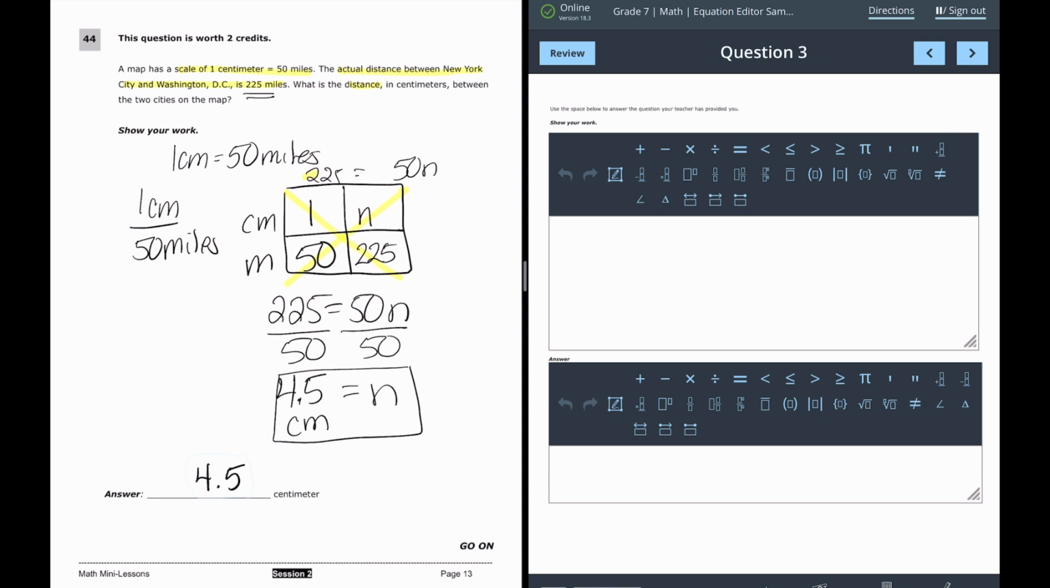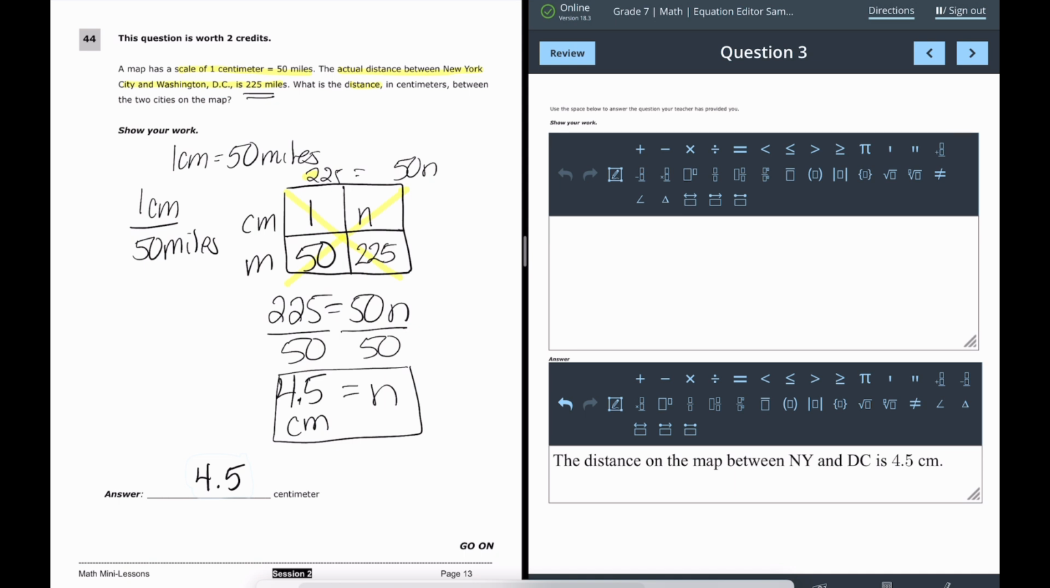How am I going to put that into the show your work section? So we're going to start by putting the answer. The distance between New York and DC is 4.5 centimeters, or the distance on the map between New York and DC is 4.5 centimeters. So now I need to put this into a show your work.